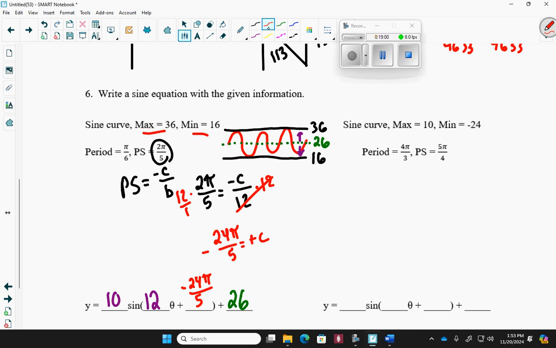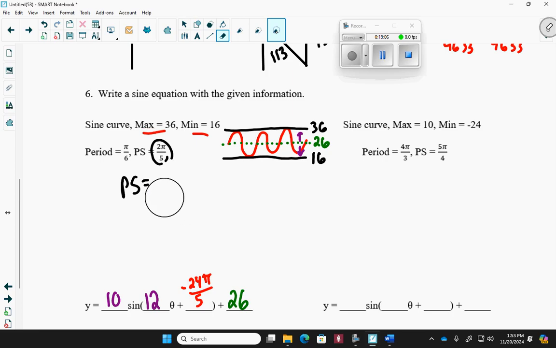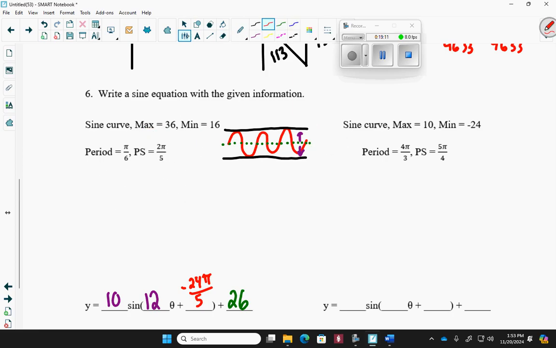Pretty simple. All right, for our next one here, I'm going to recycle our picture from the previous question. All right, clean all that up. Now, we have a max of 10. Oh, look at that. Our minimum is negative 24. So what is our middle number? Well, again, add these two together and divide by 2. So 10 plus negative 24, and then divide by 2, and you would get negative 7. So that means the midline's at negative 7.